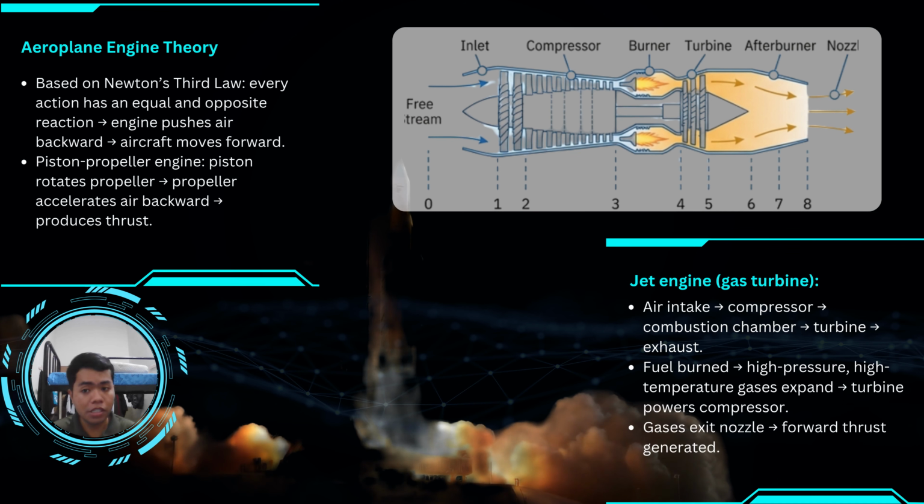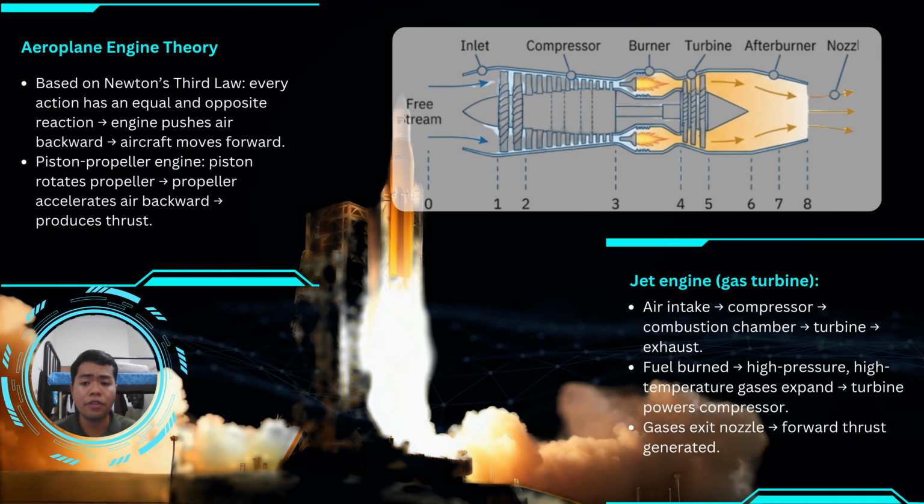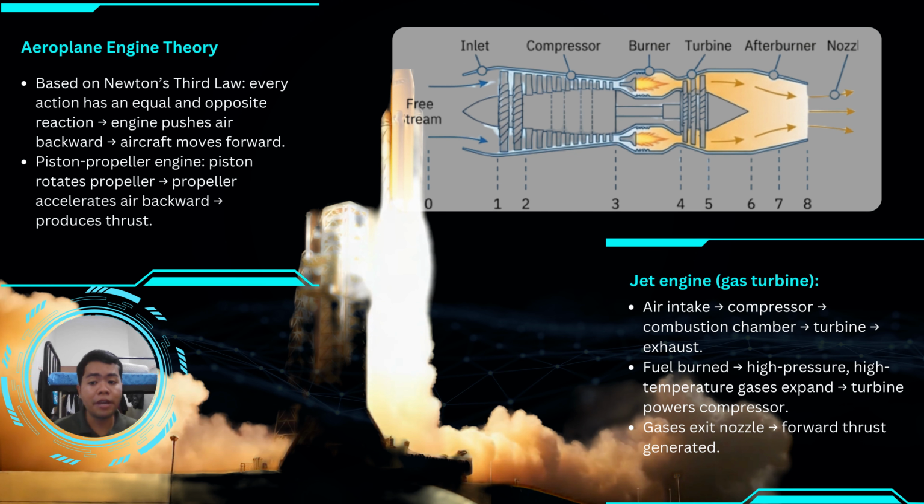Next we go to the theory. The aeroplane engine theory is based on Newton's third law: every action has an equal and opposite reaction. The engine pushes air backward, and the air moves the aircraft forward. In a piston propeller engine, the piston rotates the propeller, and the propeller accelerates air backward to produce thrust. For jet engines, air goes through the intake, then the compressor, then the combustion chamber, after that the turbine, and lastly the exhaust. Fuel burns, high pressure, high temperature gas expands, the turbine powers the compressor, and as gas exits the nozzle, forward thrust is generated.